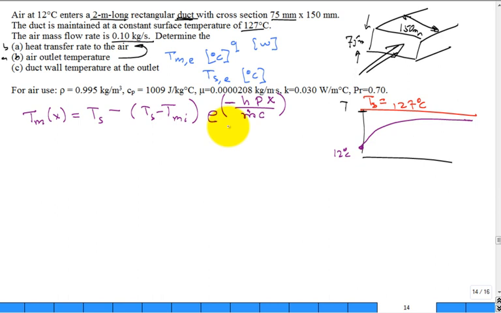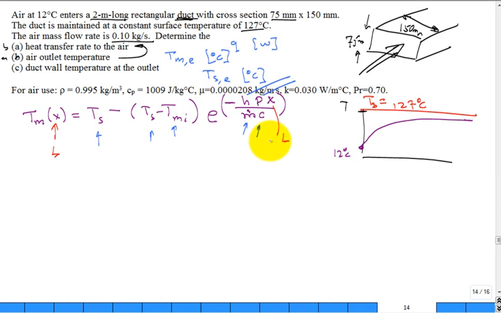All right, let's make sure we understand every term. What is this T S? Surface temperature of that duct. What is T mean in? Inlet mean fluid temperature. m dot, mass flow rate, c, specific heat. The convection coefficient, may have to work to get that. May have to get the Reynolds number, then the Nusselt number, then get the h. What is this capital P? Perimeter. And X is the distance. So if I wanted to get the outlet, X is L.